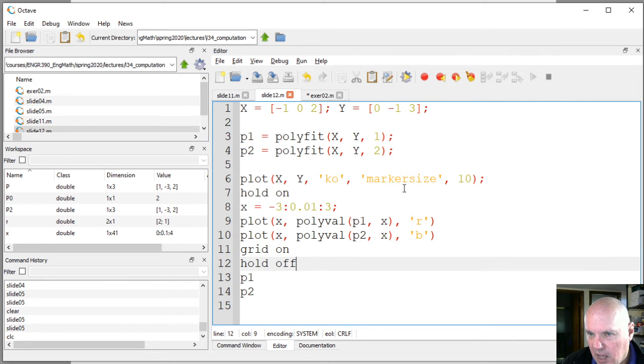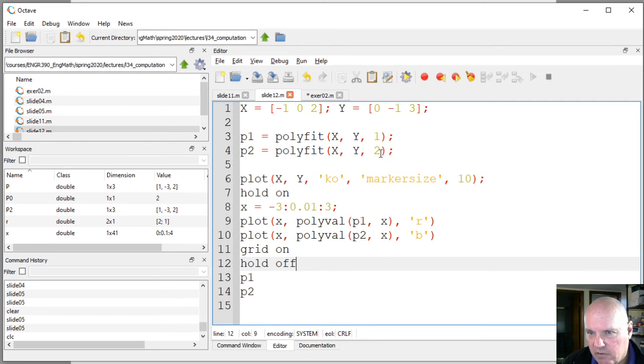And then here in the plot, I plot the three xy points in black using circles, so just markers here. I'm not connecting those 3 points by lines. And then over the region from -3 to 3, I plot my P1 polynomial using polyval to evaluate this polynomial at these x locations. Plot that in red. This is going to be the best fitting line. And then this is the best fitting second order polynomial.